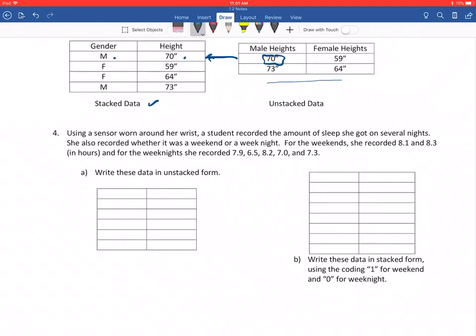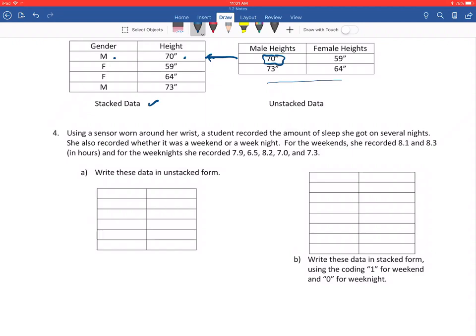Okay, so let's do an example here. It says, using a sensor worn around her wrist, a student recorded the amount of sleep she got several nights in a row. She recorded whether it was a weekend or a weeknight. For the weekends, she got 8.1 and 8.3 hours, and on weeknights, she got 7.9, 6.5, 8.2, 7.0, and 7.3 hours of sleep.